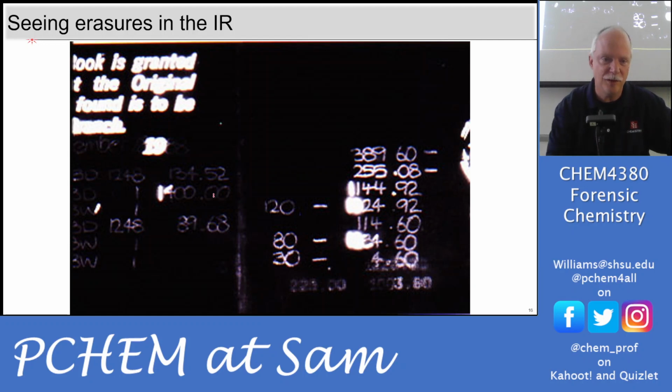Here's another one here, very specific. So here, 1400 was turned into 100. And they erased that part of the 4 and erased that 1. And you can see the rubber residue from the erasure.